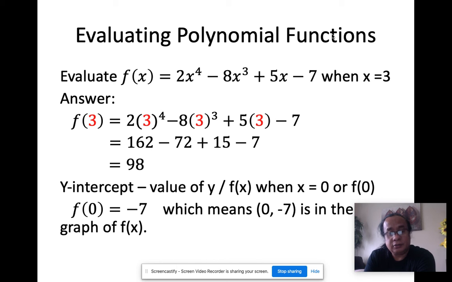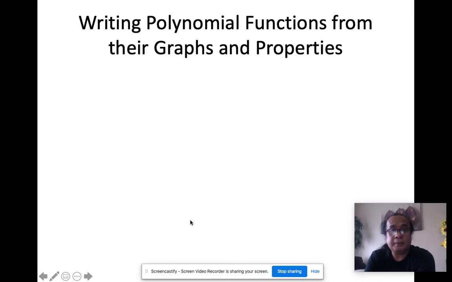Okay, you're going to learn this is an important thing when we do the graphs. So what we're going to do today is to determine the function from their graphs and properties. But in order for us to do that, let's first determine some definitions, okay?